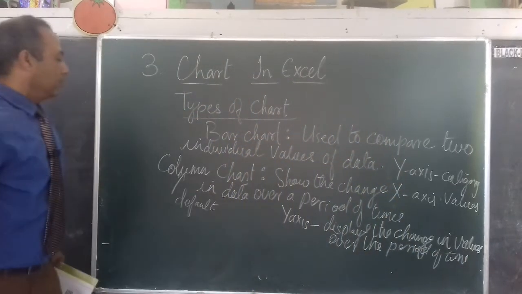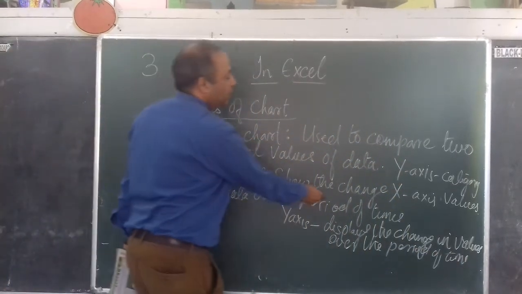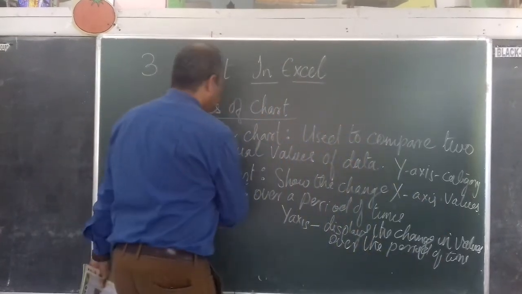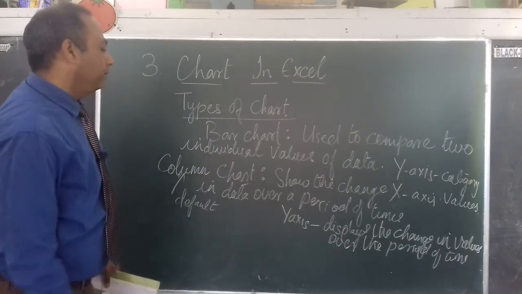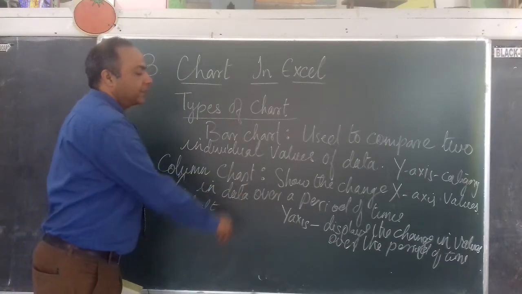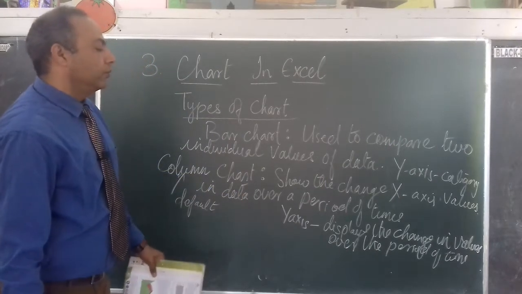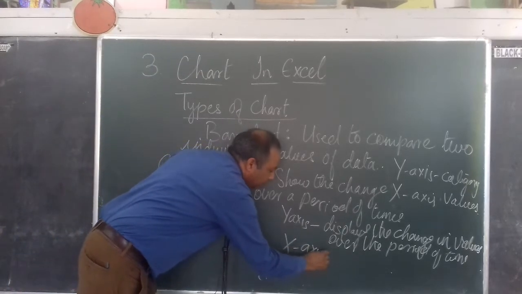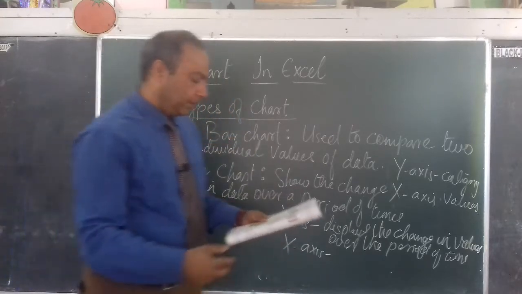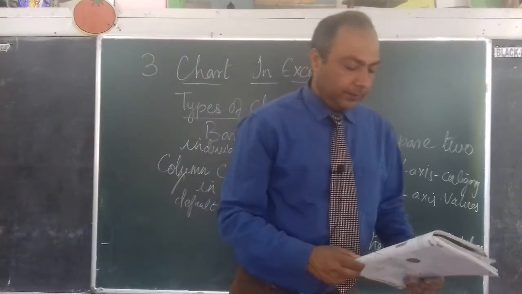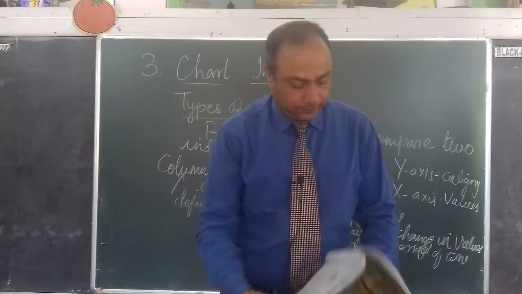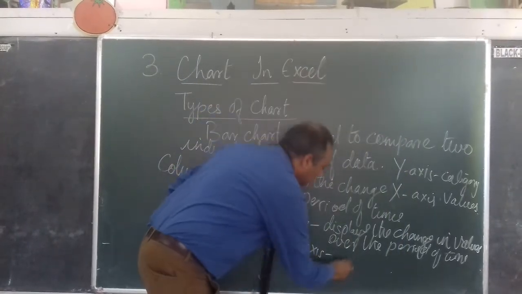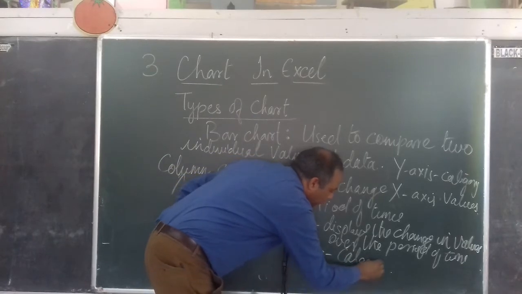So the column chart shows the change in data over a period of time, whereas the y-axis displays the change in values over the period of time, and the x-axis displays the categories.